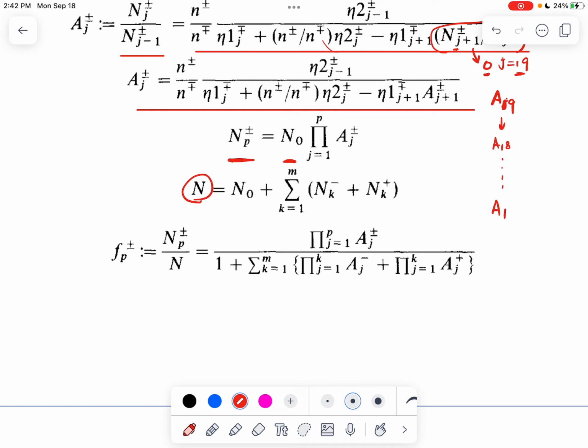And then you could also calculate the total concentration of particles, because there are also neutral particles. And then you could calculate the fraction of particles carrying a certain charge over the total number of particles. So this is how we can solve for the fraction of particles carrying certain charges, and we also call this the charging efficiency.